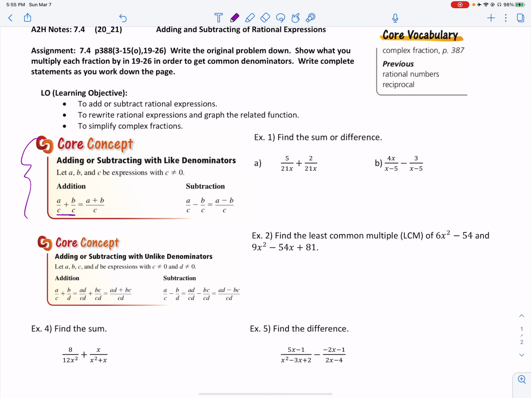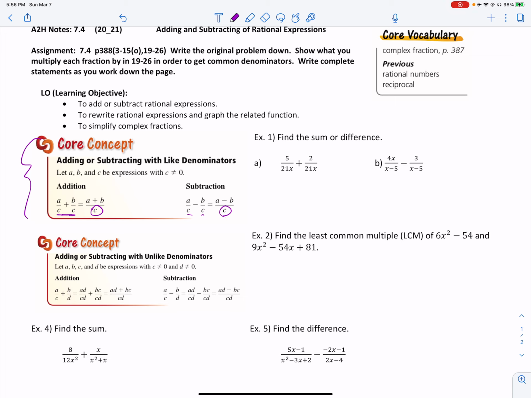In order to add these fractions, the denominator needs to be the same, and we keep that denominator, and then we just add their numerators. Or if it's subtraction, we keep that denominator, and then we subtract the numerators. So in example 1, we have rational expressions because we have polynomials in the numerator and denominator. But the denominators are the same.